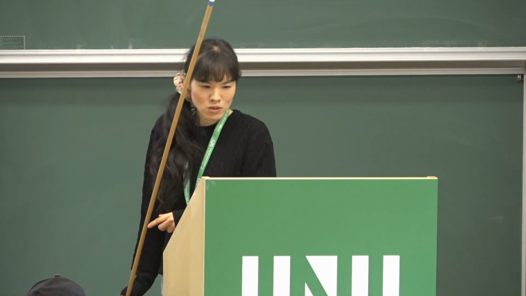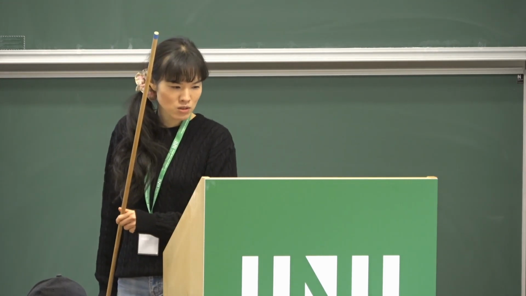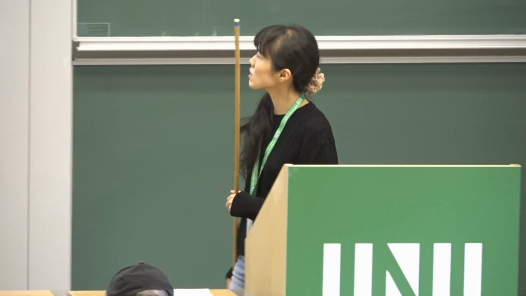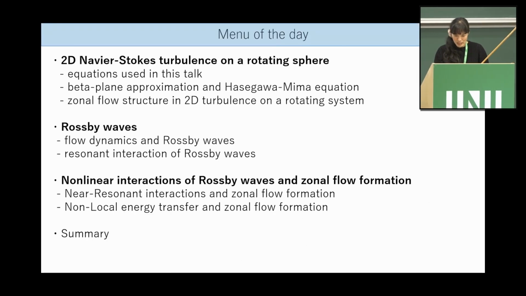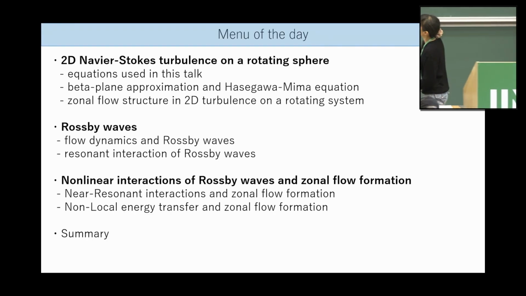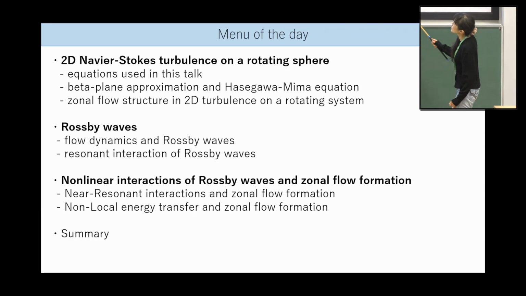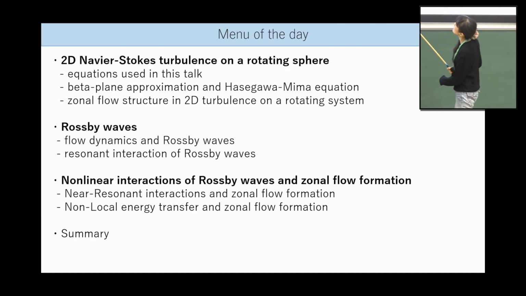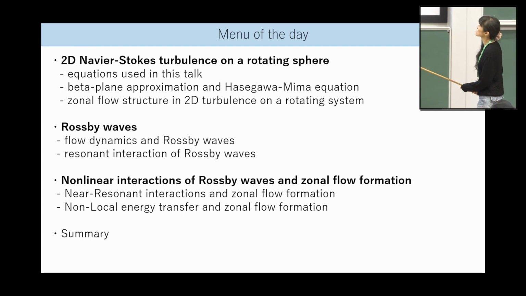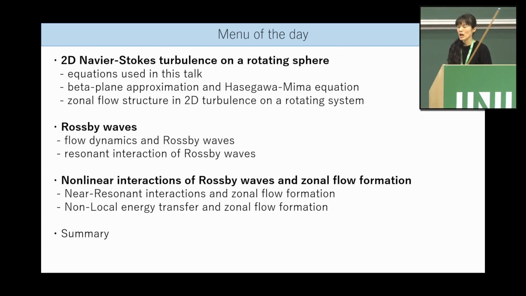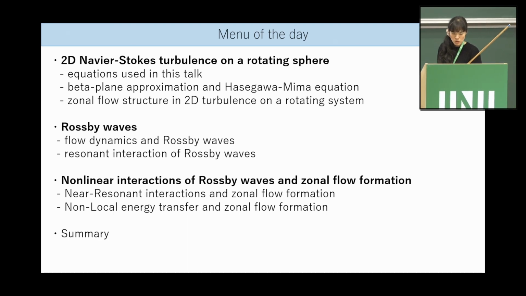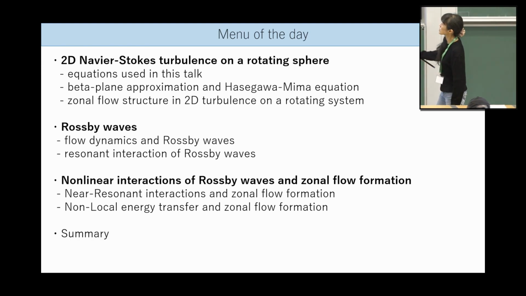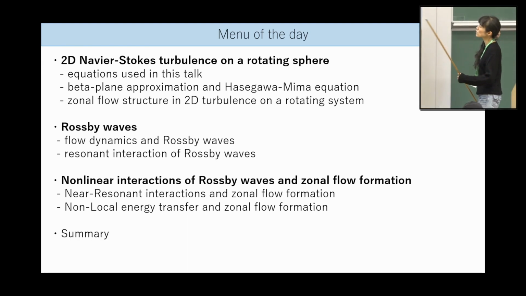Well, today I'm talking about the formation of large-scale zonal flows in two-dimensional turbulence on a rotating sphere. And this is the menu of the day. First, I would like to introduce two-dimensional Navier-Stokes turbulence on a rotating sphere and quickly explain what happens in that system. And then I introduce you the basics of Rossby waves, which will be used throughout my talk. And the main part of my talk: nonlinear interactions of Rossby waves and zonal flow formation.